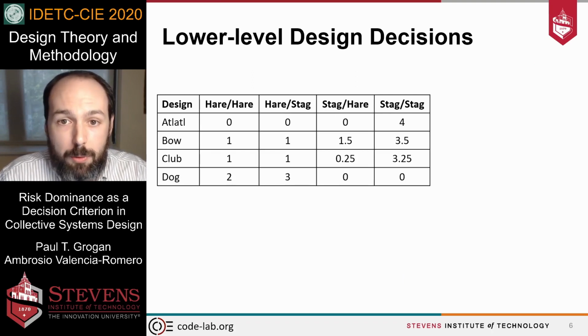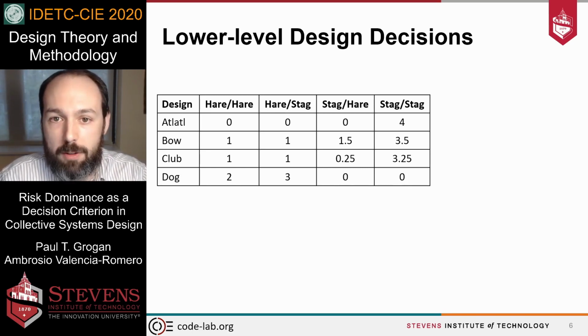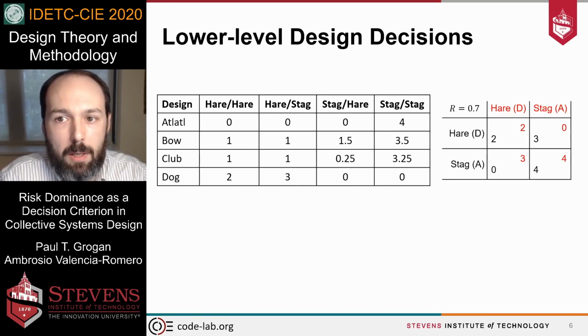Risk dominance is really useful for helping compare different design concepts against each other. So in this extended trade space, consider 4 different alternatives for your hunting implement or hunting weapon to be used in one of the two strategies. The 4 designs listed here are addle, bow, club, and dog, and they're evaluated in each of the 4 strategic contexts in which they might be used. Our baseline case selected dogs to be used in the hare hunting strategy and the addle to be used in the stag hunting strategy. However, we could look at different alternatives for this lower level design decision.